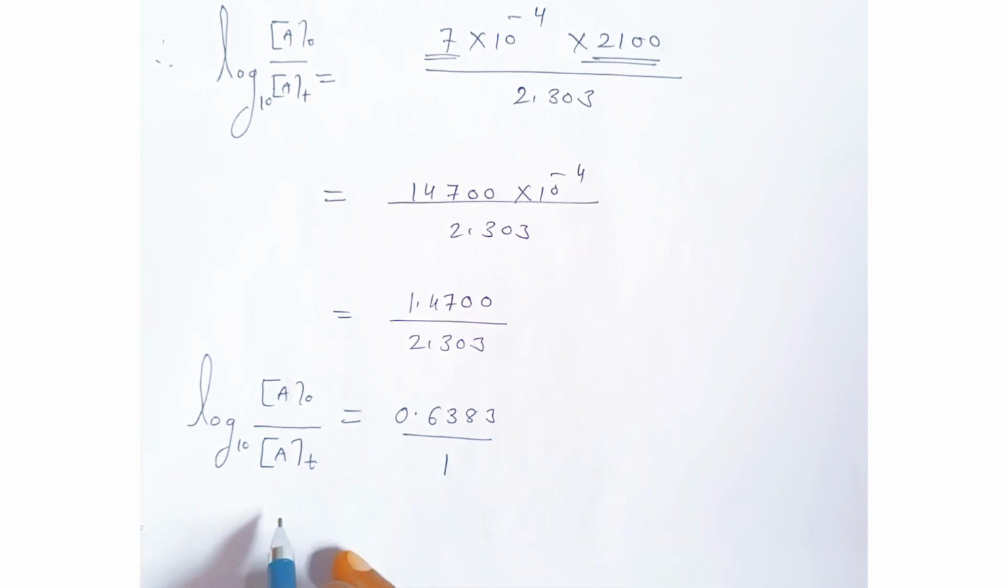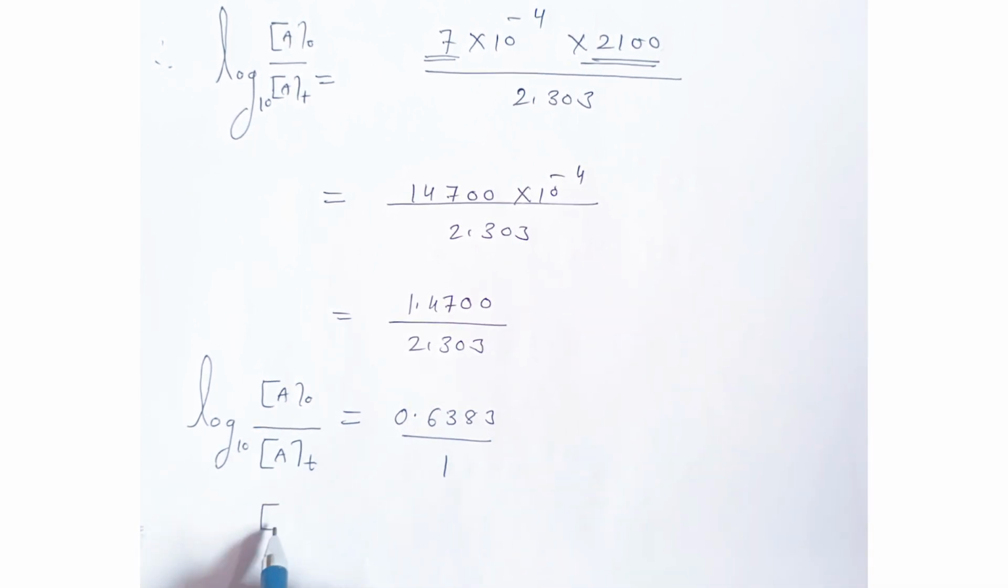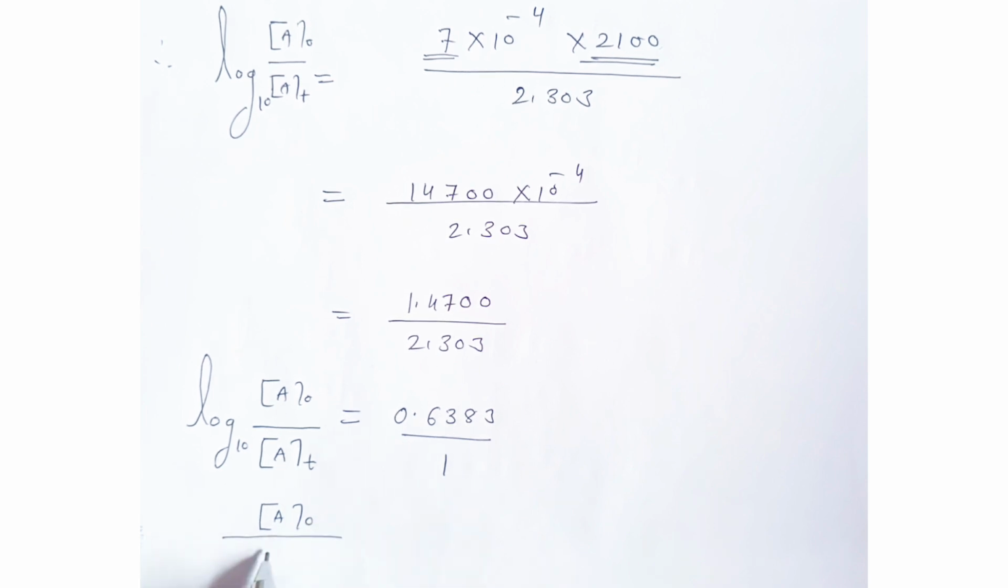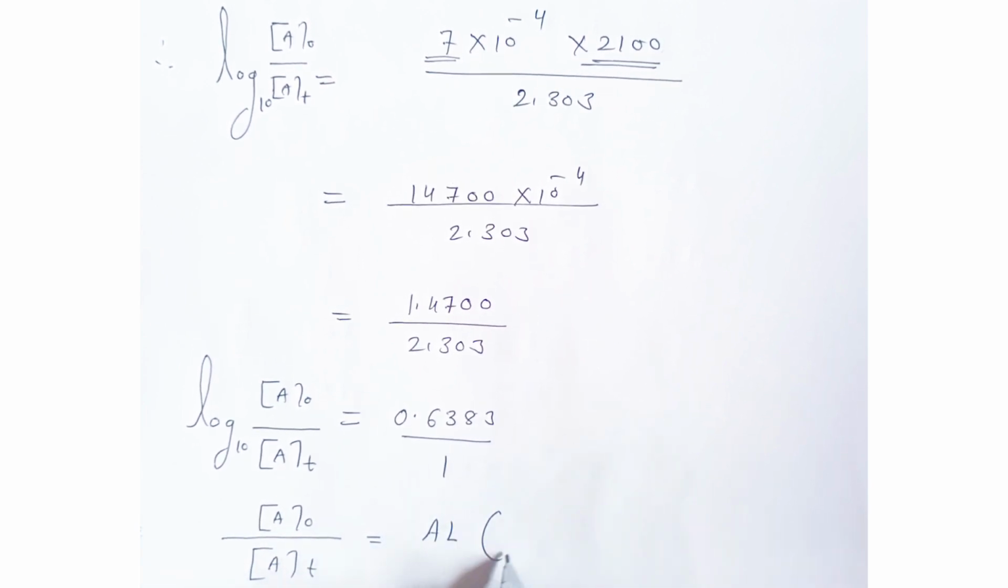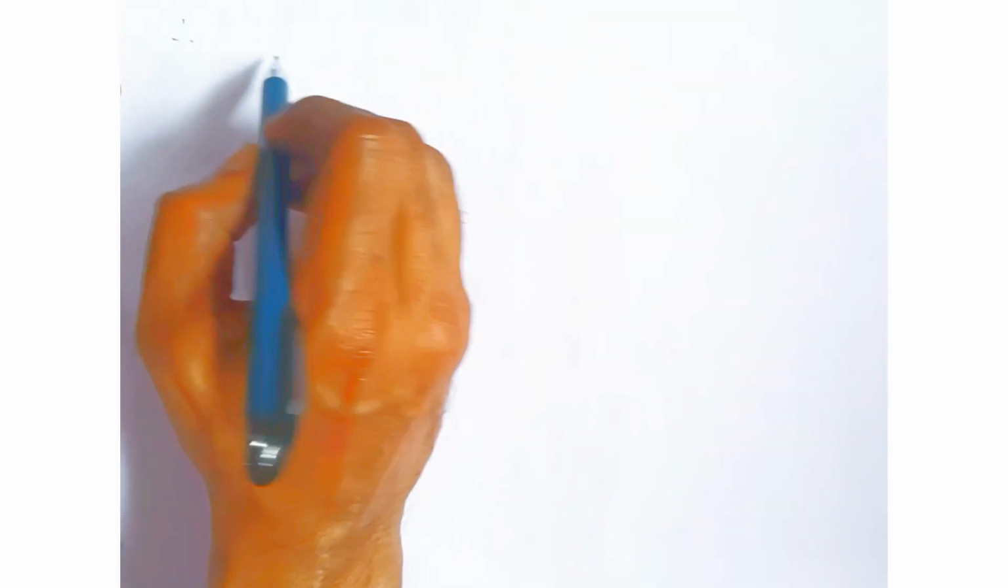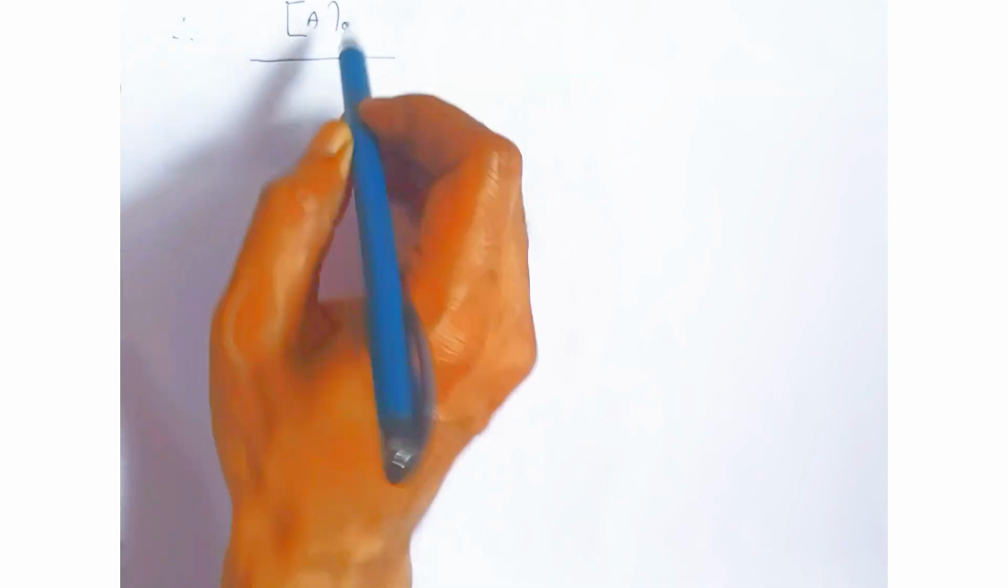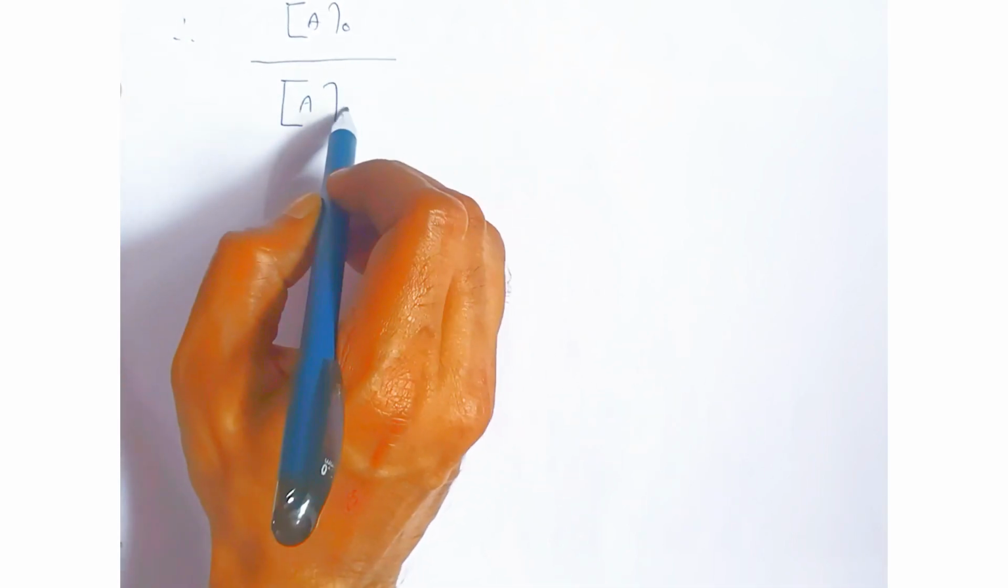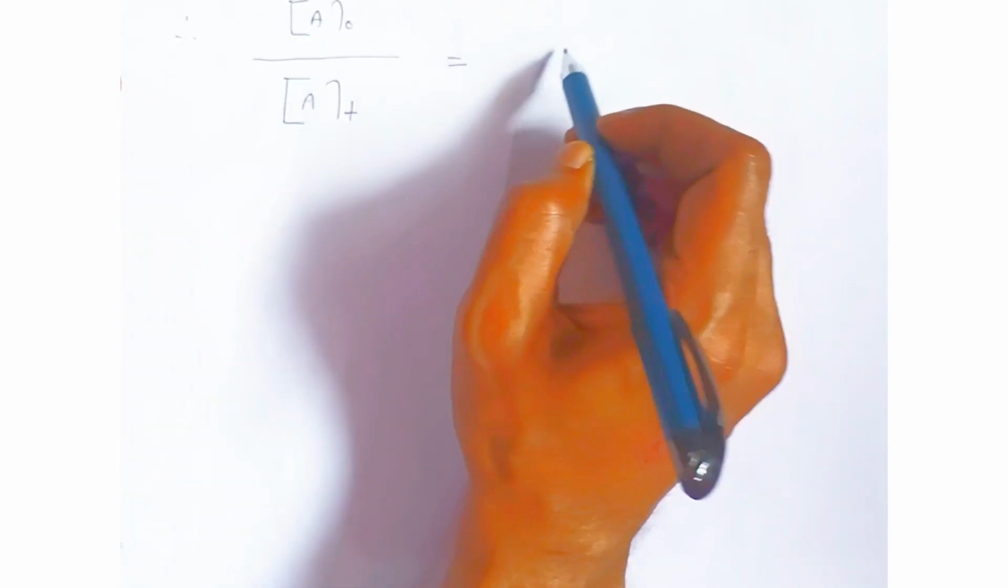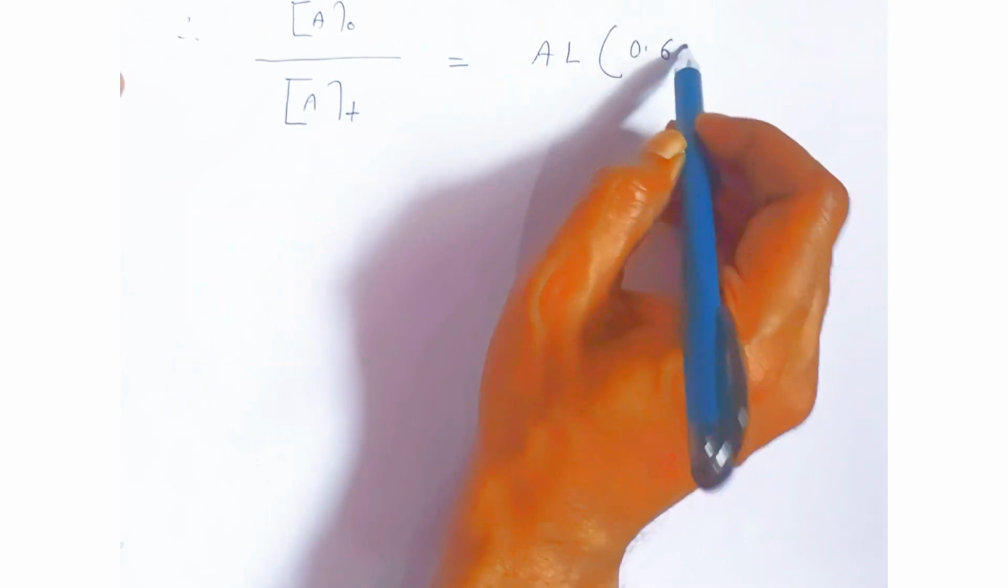This log will come on this side and become anti-log. So you can say the initial concentration of A upon the concentration of A at time t will be the anti-log. You have to take the anti-log of 0.6383.